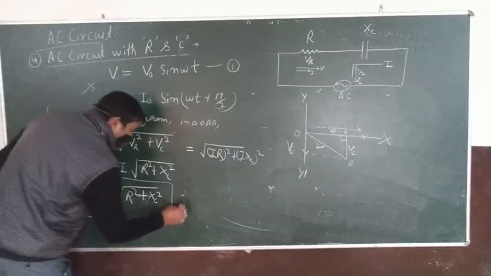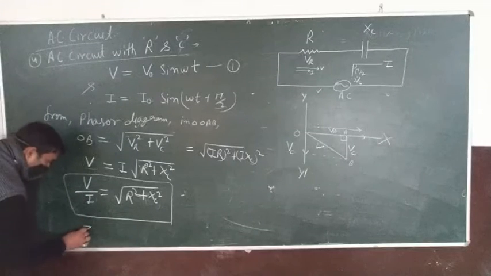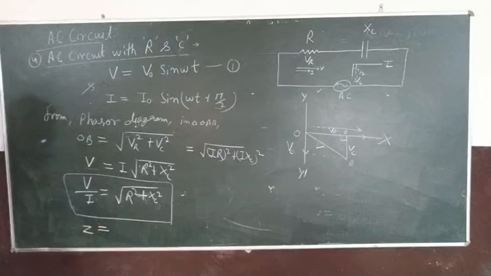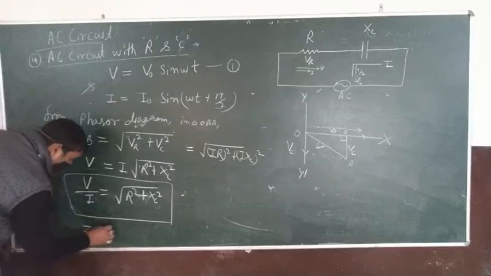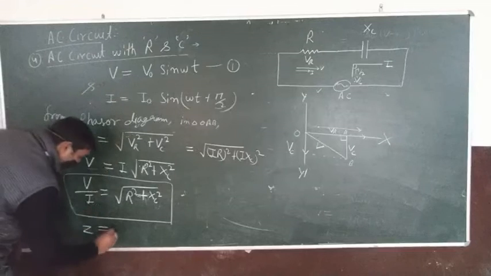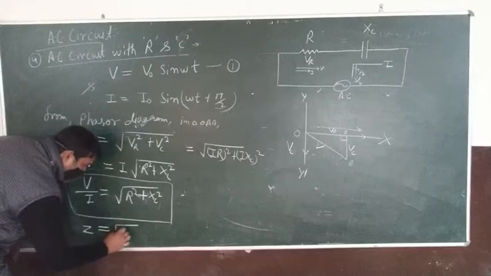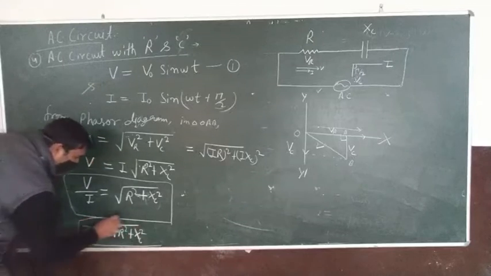Okay. Here V upon I is also called Z, the impedance across the RC circuit containing resistance and capacitor. ठीक है? RC. This value is R square plus XC square. Okay.